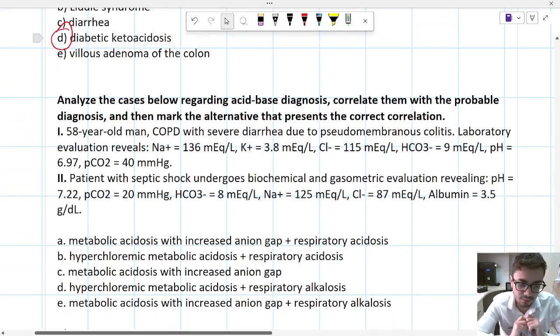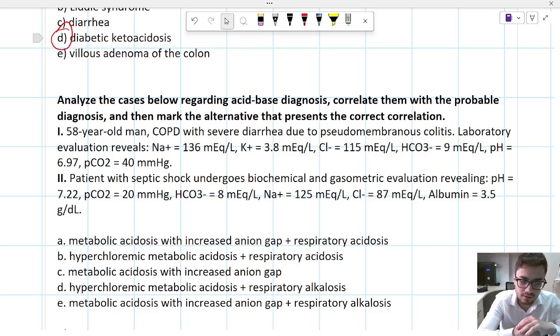Analyze the case below regarding acid-base diagnosis. Correlate them with the probable diagnosis and then mark the alternative that presents the correct correlation. Okay, so let's analyze each case.